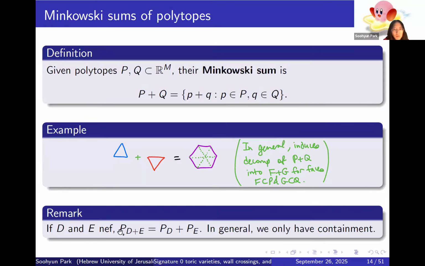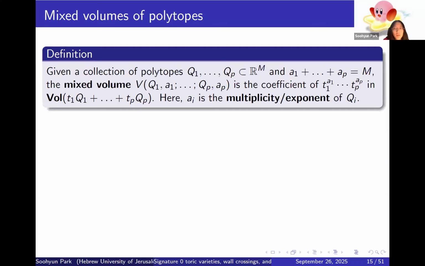And aside from this, the divisor polytopes behave nicely with respect to Minkowski sums when the divisors are nef, but in general, we only have containments. All right, so now on to mixed volumes. So one way of looking at this is volumes of Minkowski sums of scalings of some initial set of polytopes.